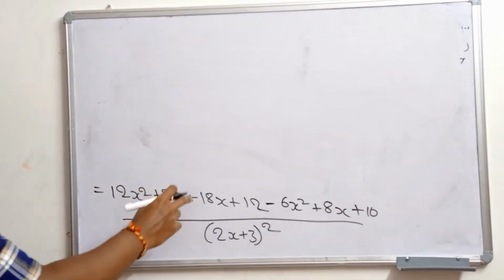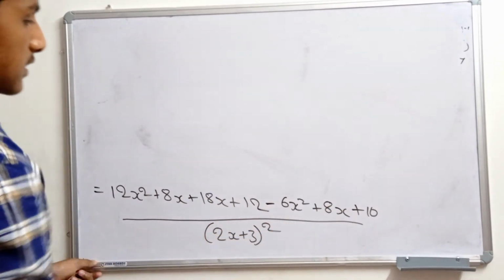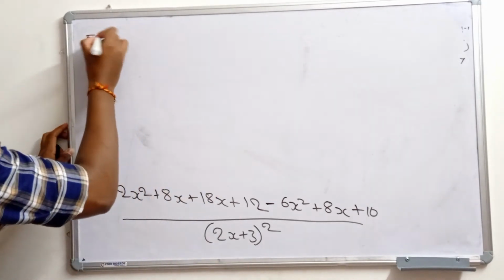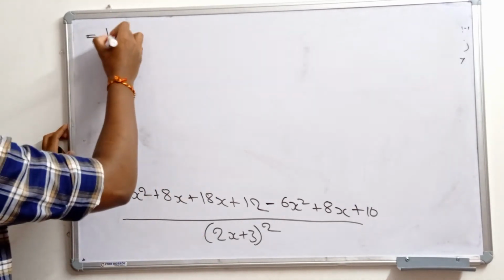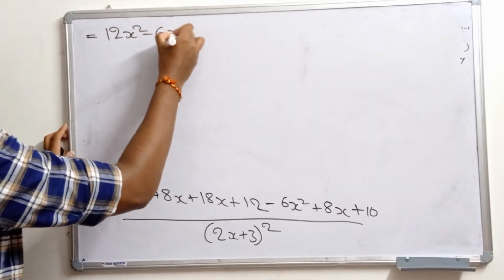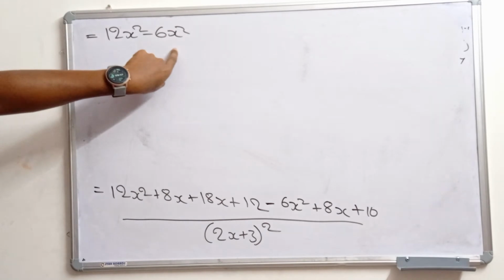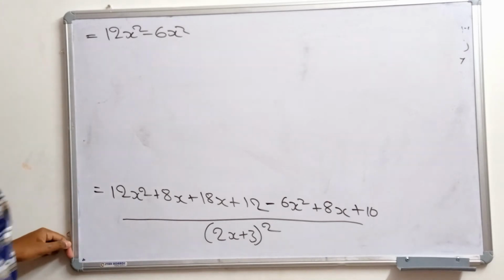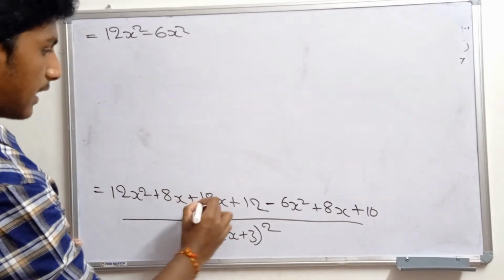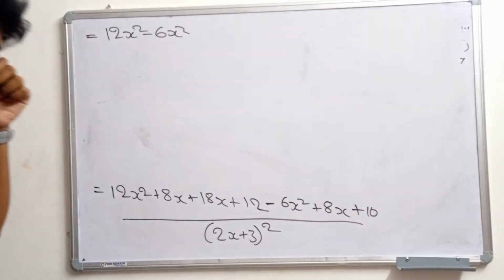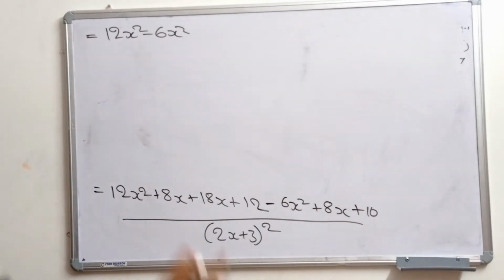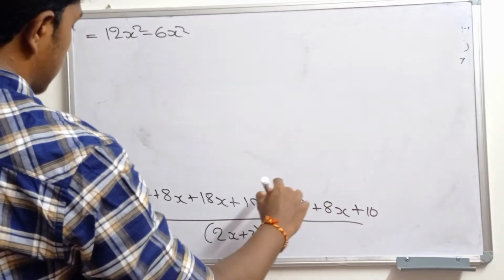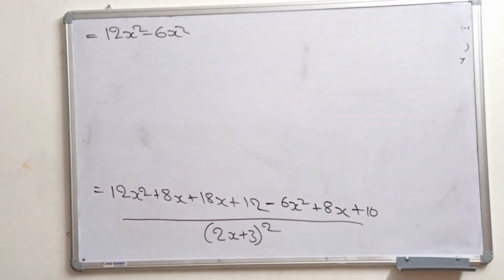12x square plus 8x plus 18x plus 12 minus 6x square. First we'll write the polynomial in a perfect way, like first the square terms together: 12x square minus 6x square. Next, plus 8x plus 8x. We have differentiated this and 6x square plus 2x. Just a minute, guys.